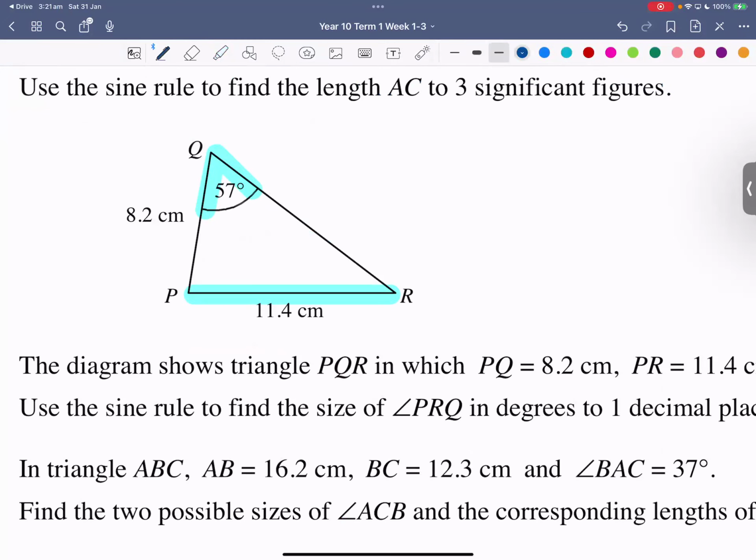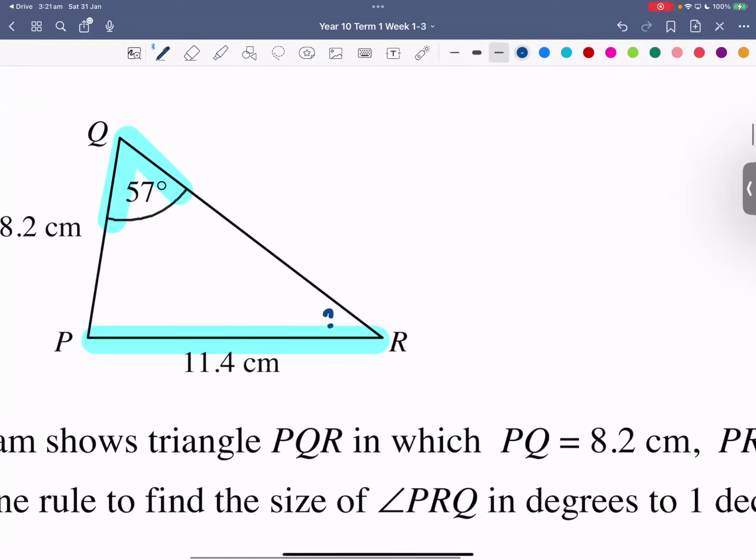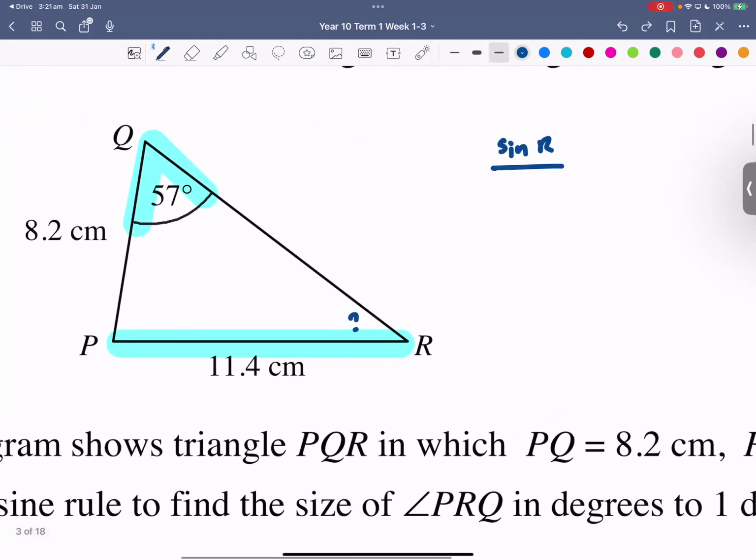Since I'm trying to figure out a missing angle, I'm just going to write sine R. That's the angle R. I always like the unknown to be on the top. So since the angle's missing, I'm going to write sine R. Sine R, what's opposite that one? 8.2. Divided by, and then you do the same thing. Sine of an angle divided by the opposite side. The only other angle and opposite side I have is that one there. So sine 57 divided by 11.4.